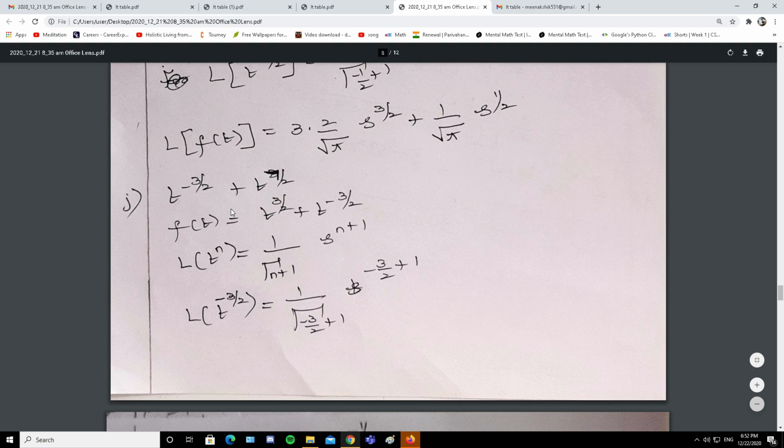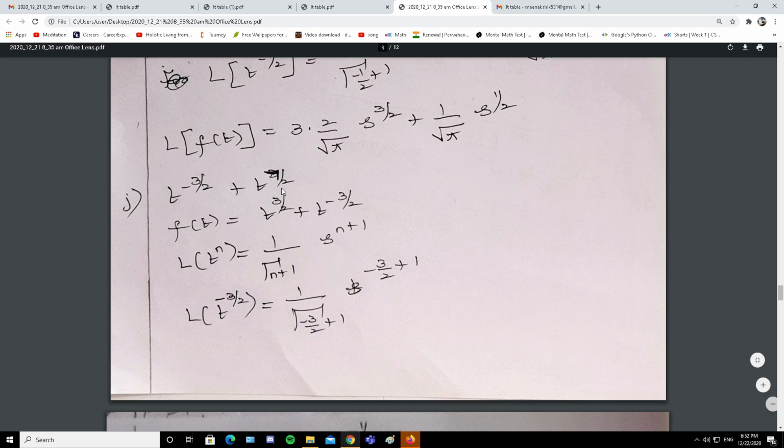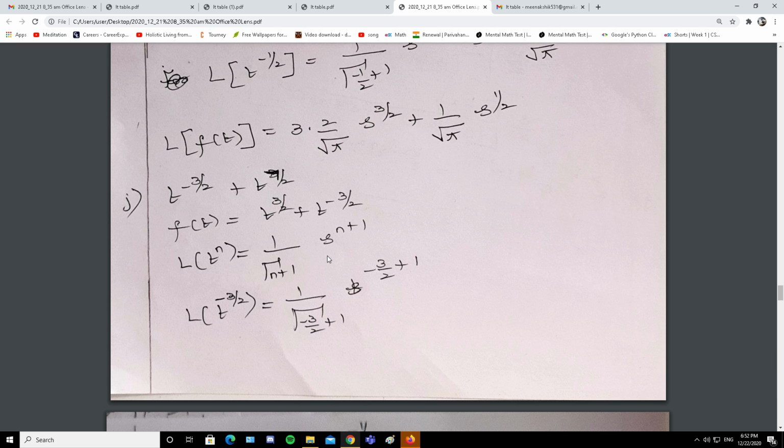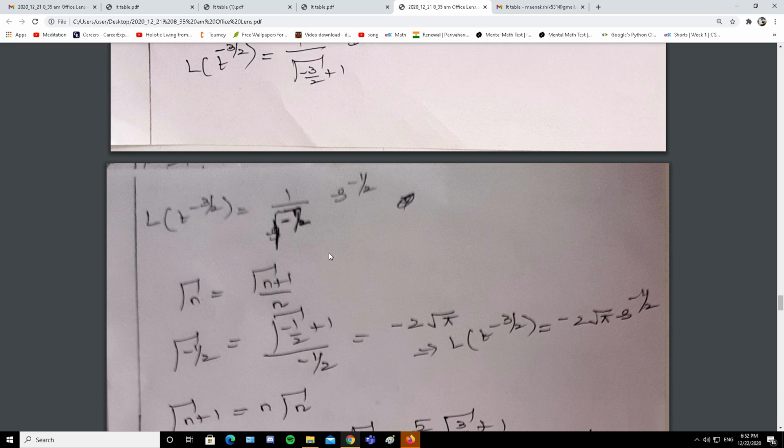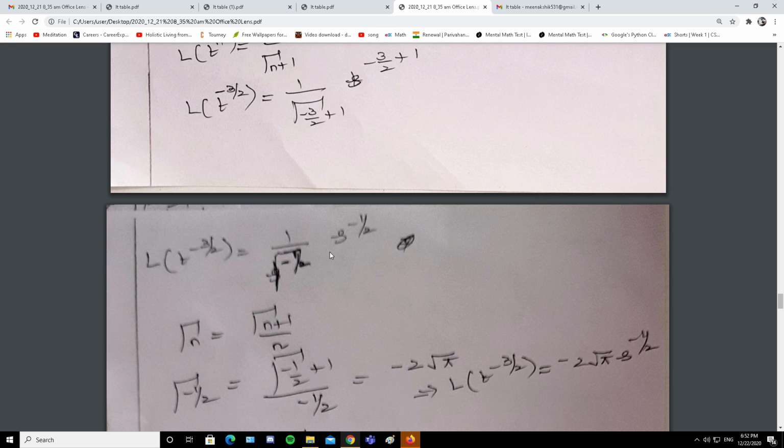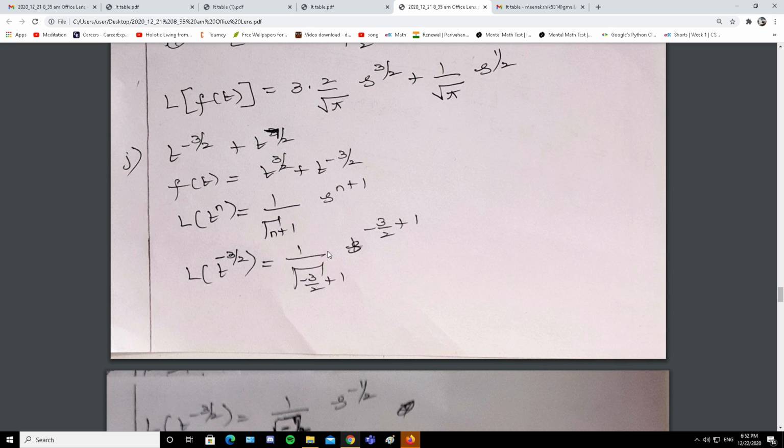Now, the next one, t power minus 3 by 2 plus t power 7 by 2. I will discuss this in the next video.